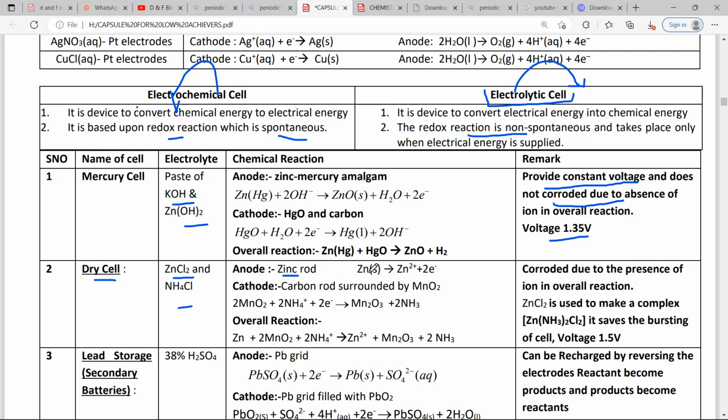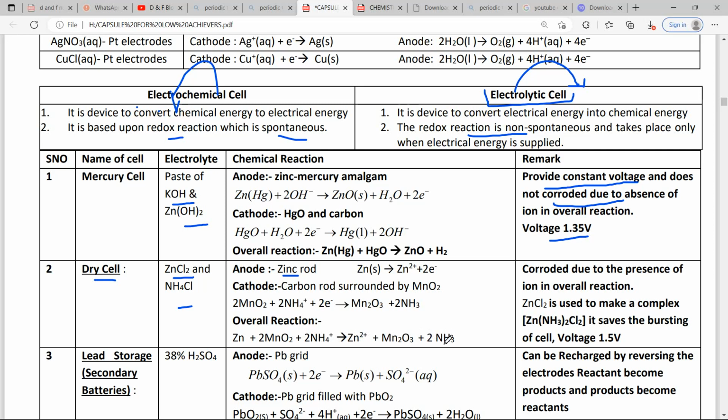At the anode, the zinc gets converted into Zn2+. The electron released by the zinc is utilized by the cathode to produce ammonia and Mn2O3. So the overall reaction is zinc plus manganese dioxide plus ammonium ion gives Zn2+ plus Mn2O3 plus ammonia.